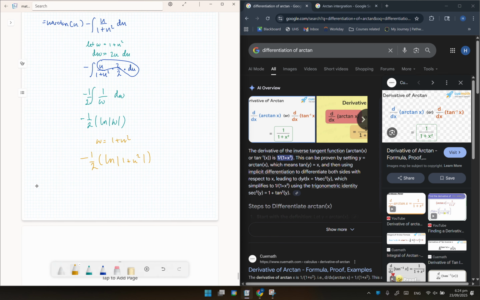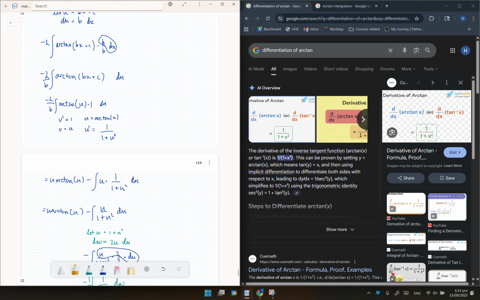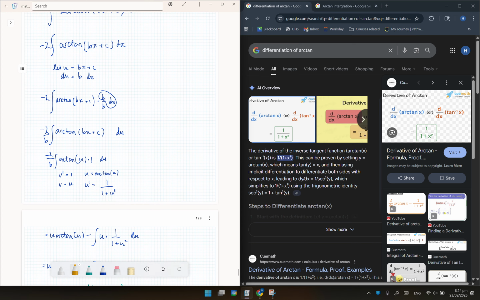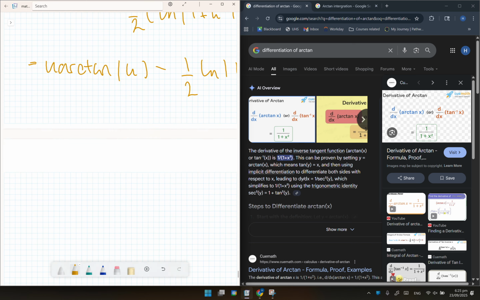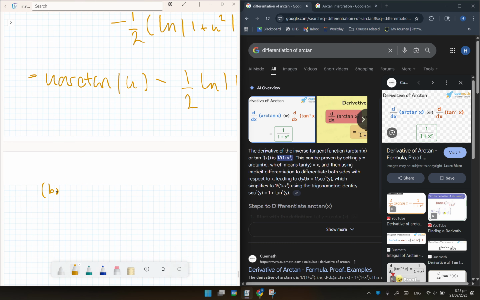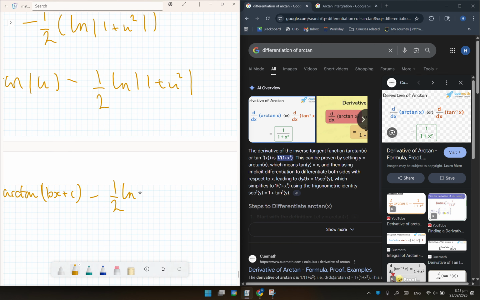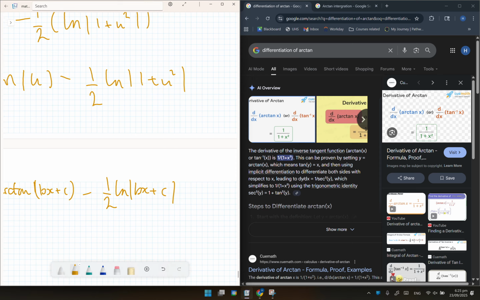So let's put this all inside one equation. So now we have u arctan u minus 1/2 of ln 1 plus u squared. And now it's just a simple act of having to substitute our original u, which is bx plus c, into it. So now we have u here, bx plus c, multiplied by arctan of bx plus c, minus 1/2 ln of 1 plus bx plus c squared. And there we go.